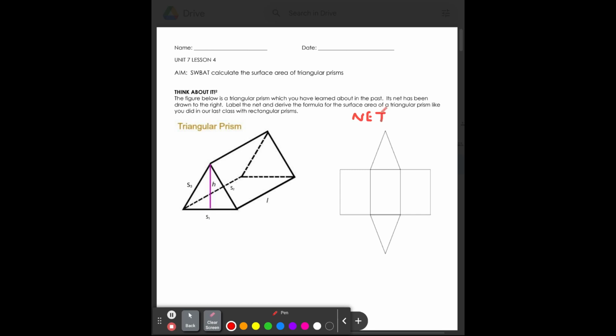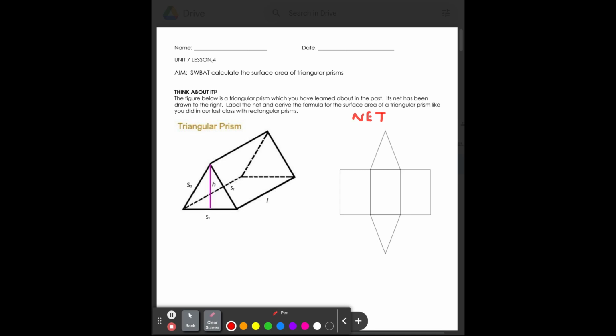Now, for the question, it states that the figure below is a triangular prism, which you've learned about in the past. Its net has been drawn to the right. Label the net and derive the formula for the surface area of a triangular prism like you did in our class when we last learned about rectangular prisms.